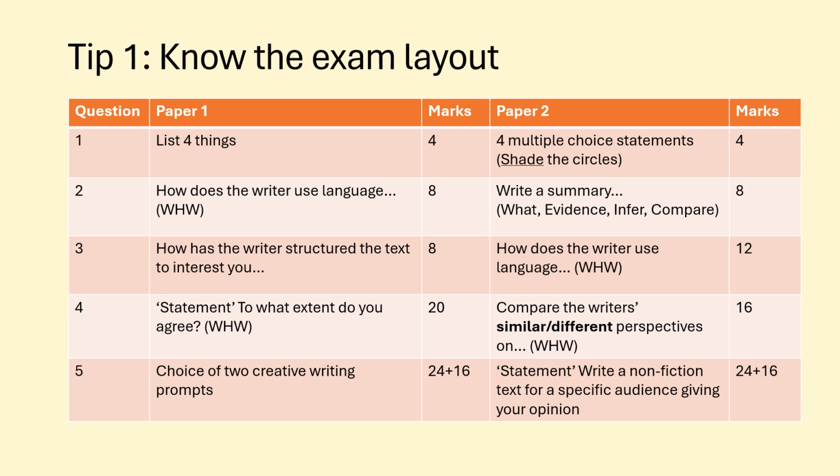There will or there should be an image. Every year so far we have had an image, but we never know what AQA will do next. So there should be an image, but if there isn't, it will still be exactly the same activity of using the prompt to then write a short, focused piece of creative writing. For paper 2, question 1 is 4 multiple choice statements. It's really important that you shade those circles because otherwise it's a really easy way to lose marks.